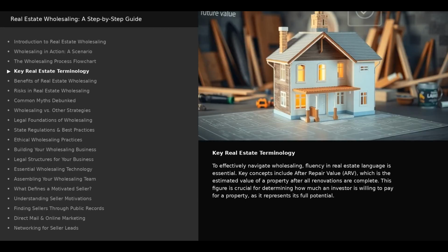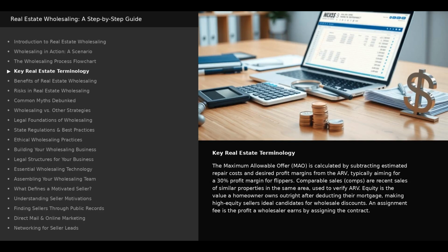Key real estate terminology. To effectively navigate wholesaling, fluency in real estate language is essential. Key concepts include after repair value, ARV, which is the estimated value of a property after all renovations are complete. This figure is crucial for determining how much an investor is willing to pay for a property, as it represents its full potential. The maximum allowable offer, MAO, is calculated by subtracting estimated repair costs and desired profit margins from the ARV, typically aiming for a 30% profit margin for flippers.